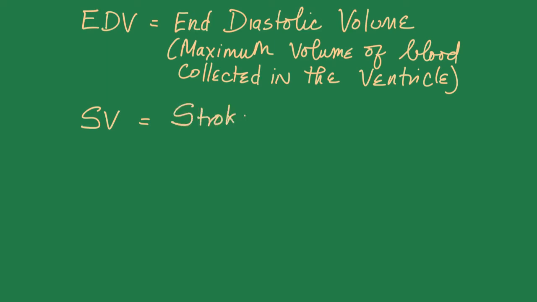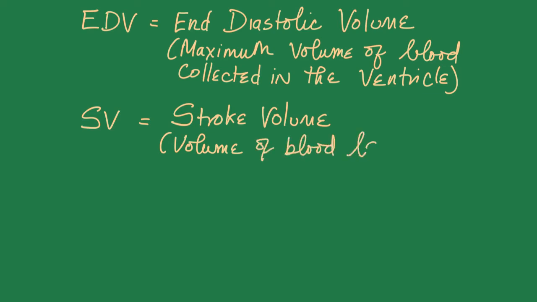Stroke volume is the volume of blood that leaves the ventricle during each heartbeat. It has to be the same on both sides. Each ventricle has its own stroke volume and they have to be equal. So here we have it. Stroke volume is the volume of blood leaving the ventricle during a single heartbeat.